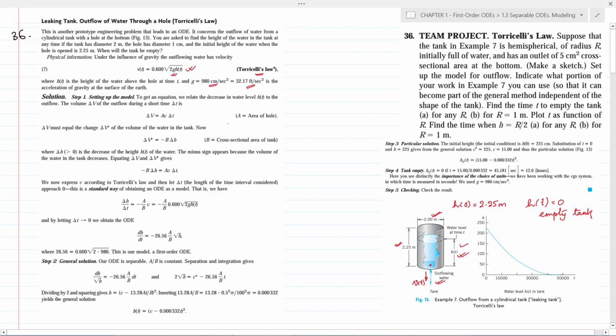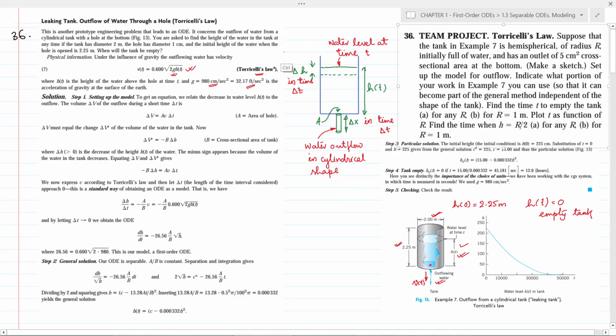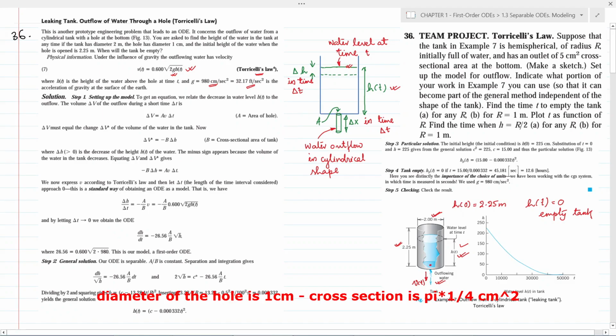So in the solution, first we have to set up the model. For this, consider the following diagram. Suppose this is the water level at time t. The height of this water level at time t is expressed by h of t, and because the hole is circular in shape, the water will be coming out in a cylindrical shape. Cross section of the hole is A, which has been given to be 1 centimeter in the question.